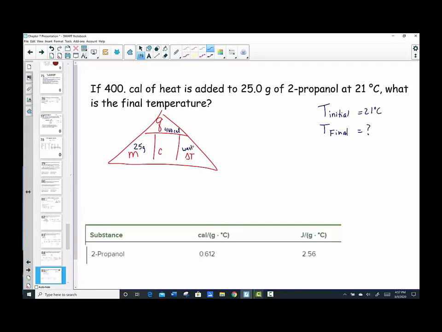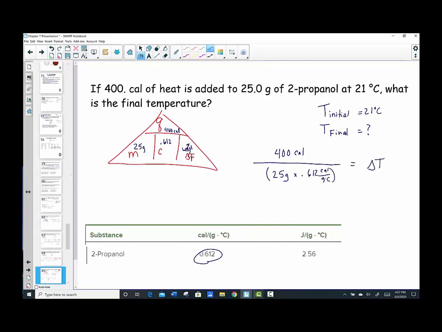I need to figure out how much it changes by so that then I can figure out where it will land. So 2-propanol in calories. That's this number right here. So this time we know Q is 400 calories. I want to know the specific heat. So I have 25 grams times 0.612 calorie per gram Celsius. And that's going to give me my delta T.